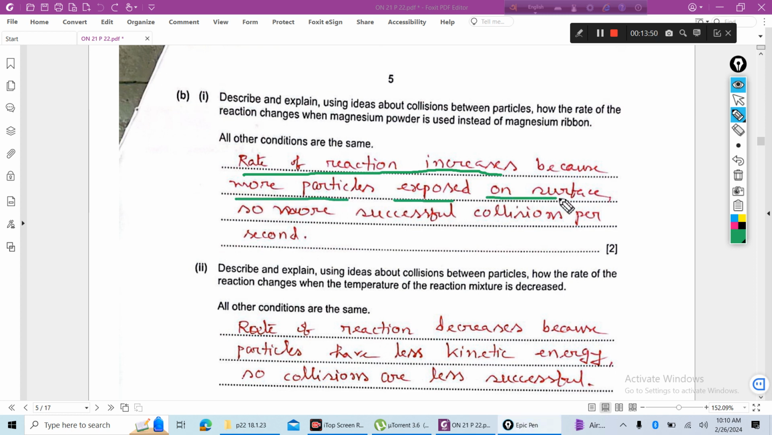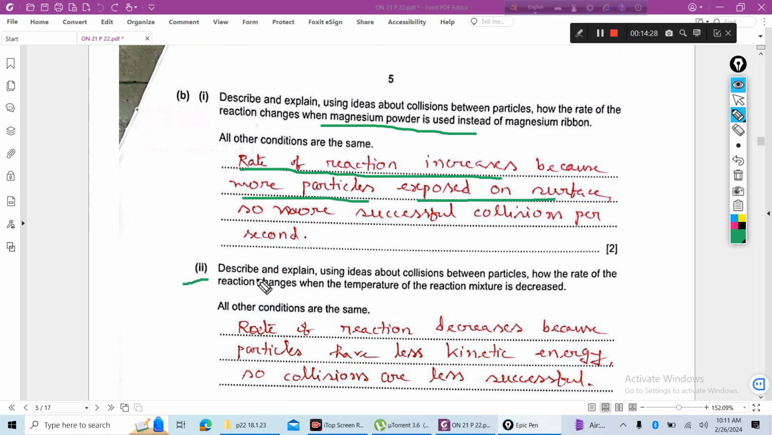on the surface. If surface area increases, more particles are exposed on the surface, so more successful collisions occur per unit time. So if magnesium powder is used, the rate of reaction increases because more particles are exposed on the surface, so more effective or more successful collisions occur per unit time.